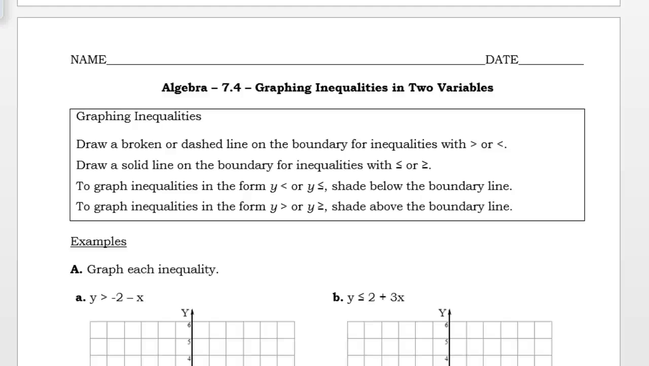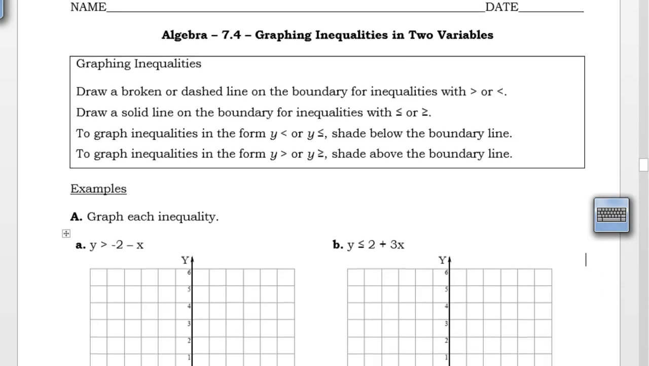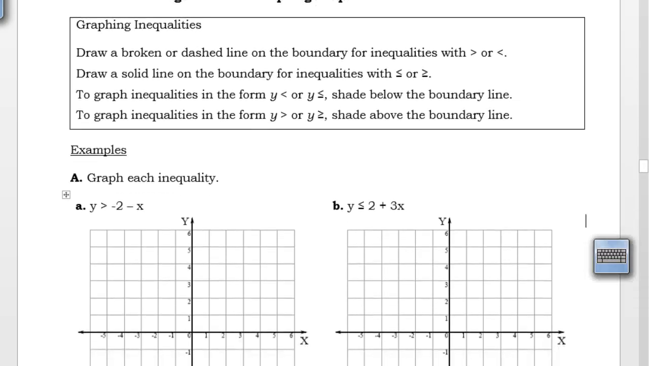This is Algebra Lesson 7.4, Graphing Inequalities in Two Variables. So, we have some inequalities. We've practiced graphing equalities, y equals mx plus b, standard form. And when we're doing an inequality, we start the same way. We would still look for the boundary line.